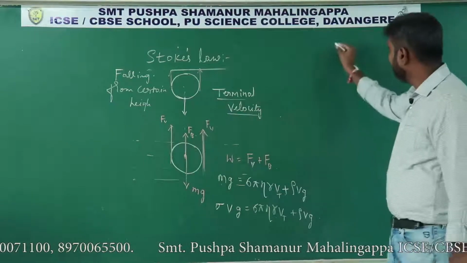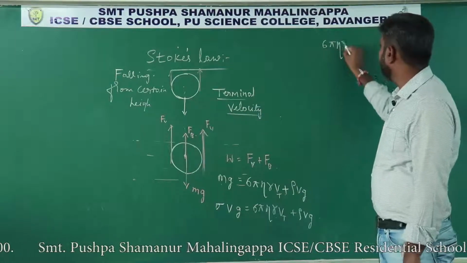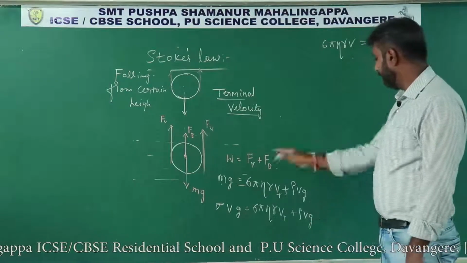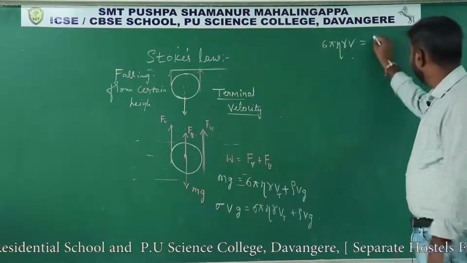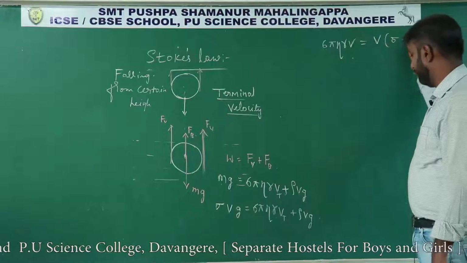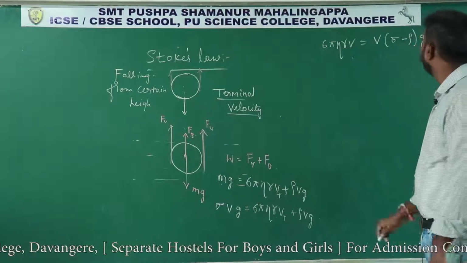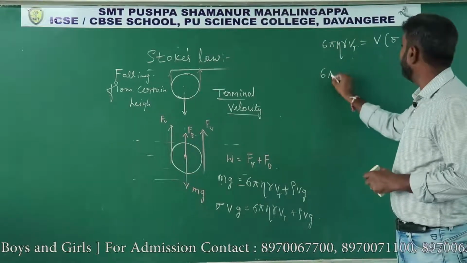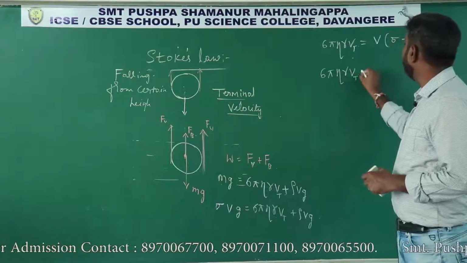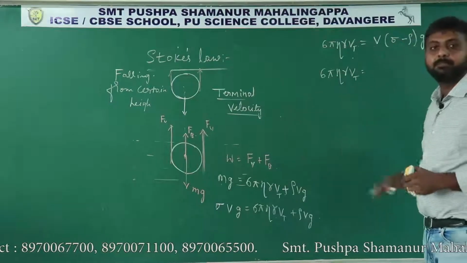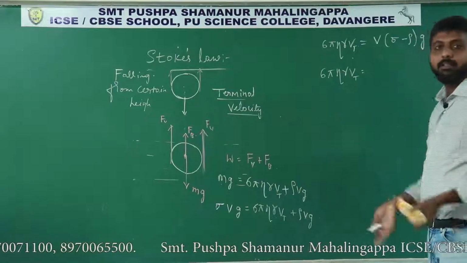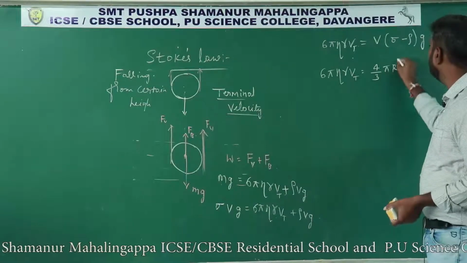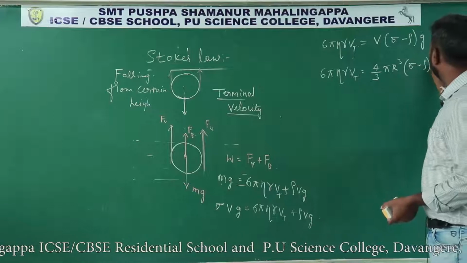And you can write 6 pi eta r v equals to, if you bring this rho v g to that side, then it becomes v sigma minus rho into g. Okay, this is terminal velocity. Then 6 pi eta r vt should be equal to the volume of the sphere. Volume of the sphere or volume of the liquid displaced here, both are the same, isn't it? Hence, for the volume of the sphere I will substitute 4 by 3 pi r cube sigma minus rho into g.